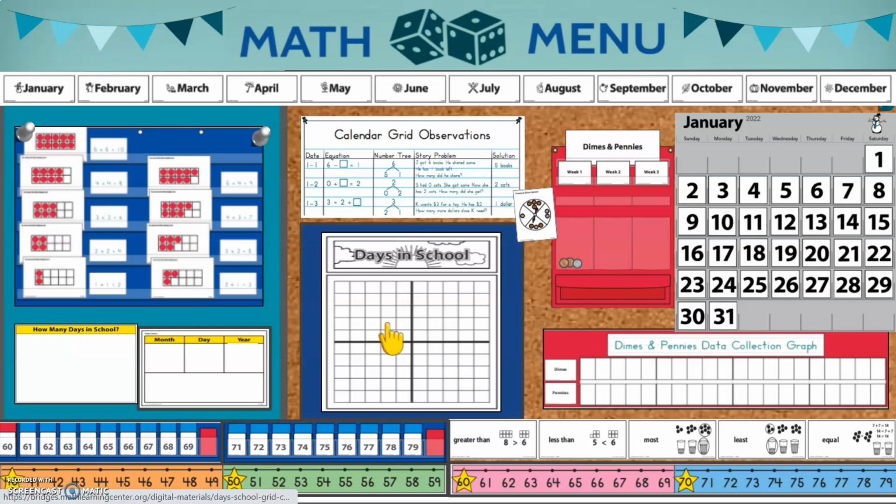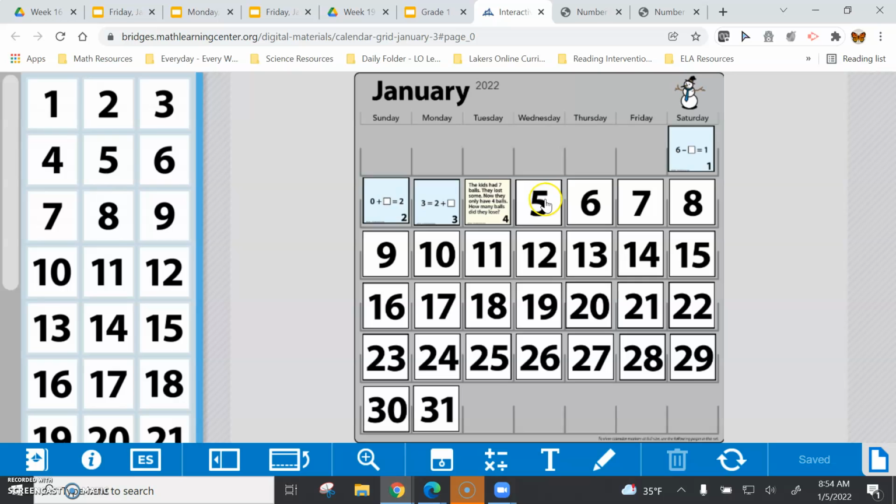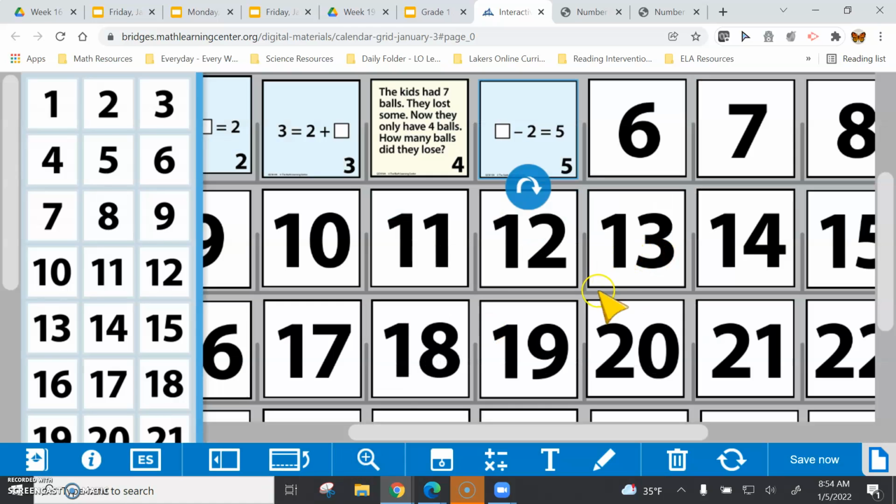Let's find out what is on our number corner calendar. We had equations, and then suddenly we had a story problem. Let's find out what we'll see today. Whoa, another equation. So we have something minus 2 equals 5. Something, a big number, minus 2 equals 5.